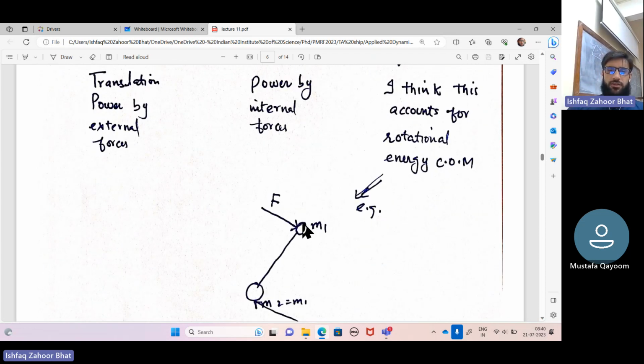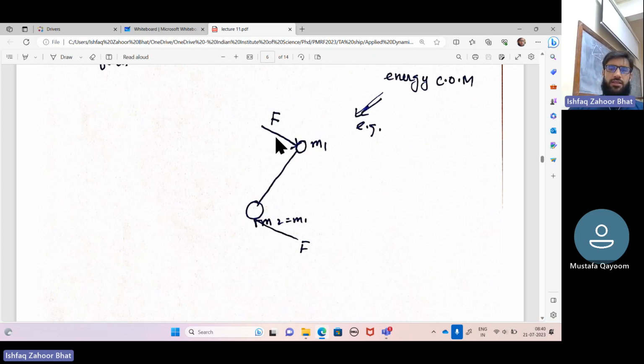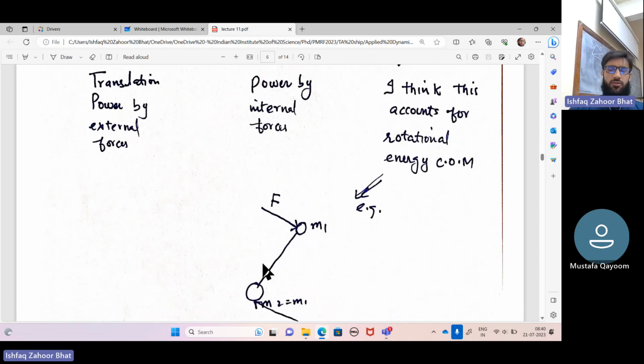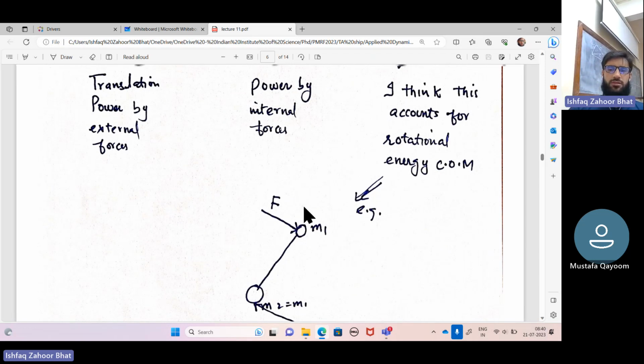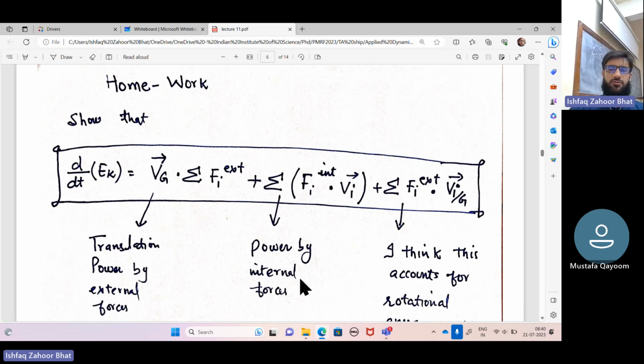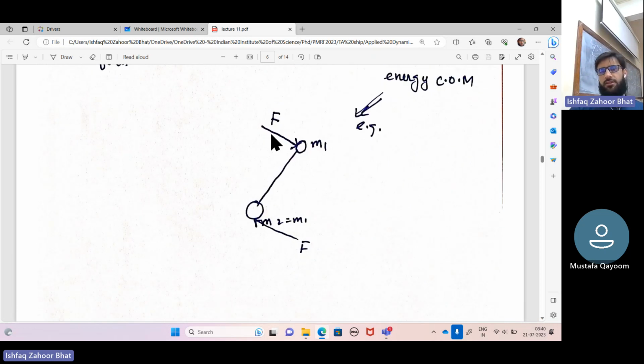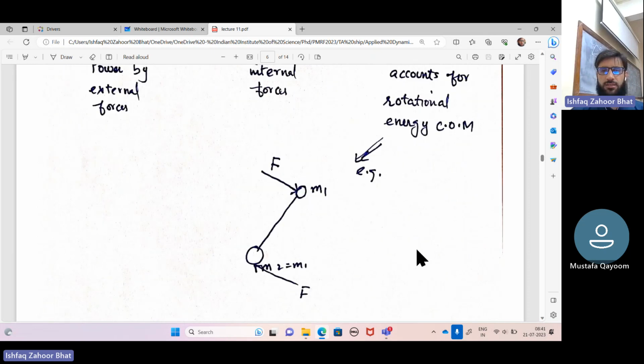We saw this example where the net external force was 0, so this term was 0, and there were no internal forces, that is, no interaction between M1 and M2, so there was no power by internal forces. But if this system exists, both M1 and M2 will move, or if they are connected, they will rotate. So they will obviously have kinetic energy, and that is the third term.